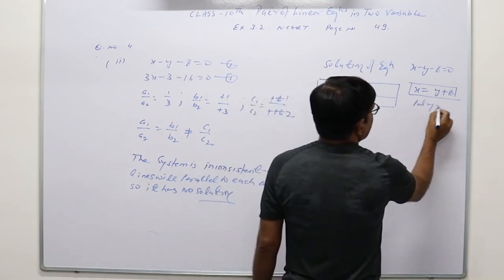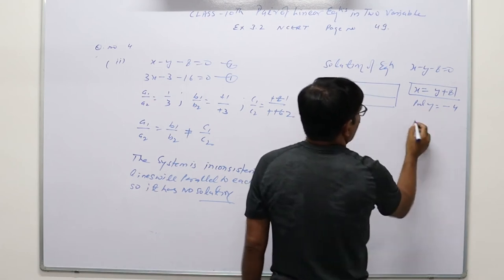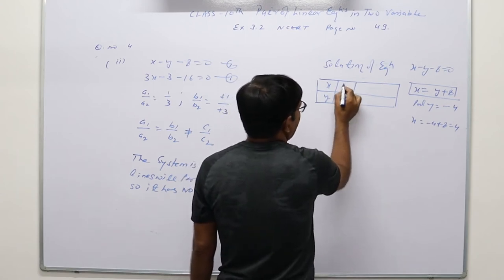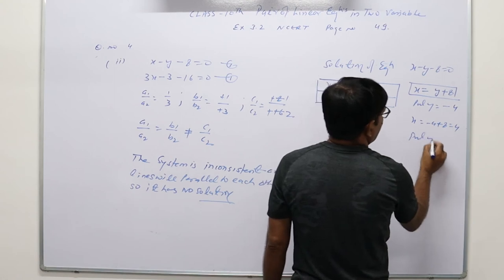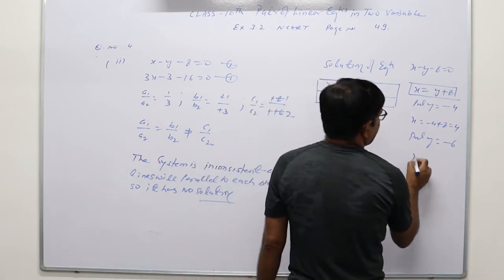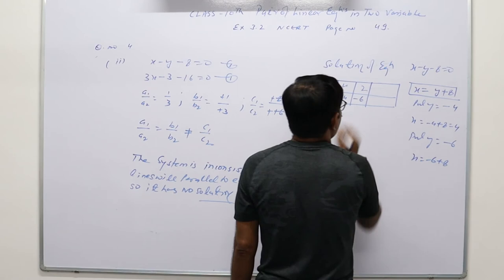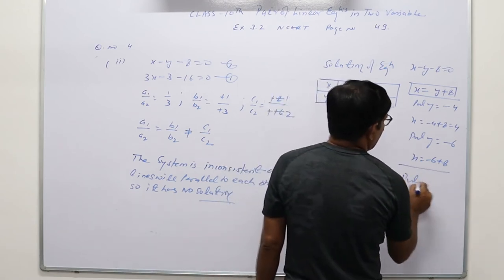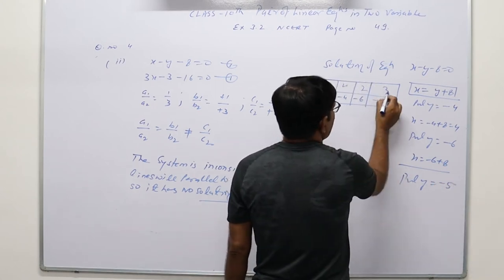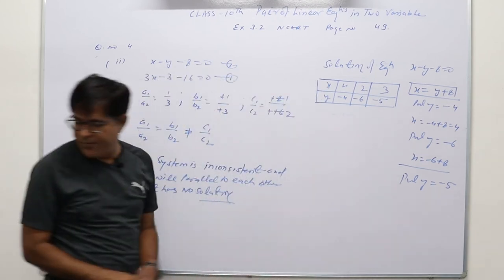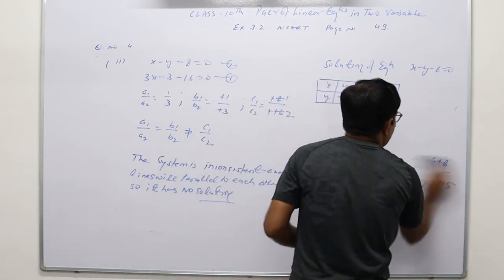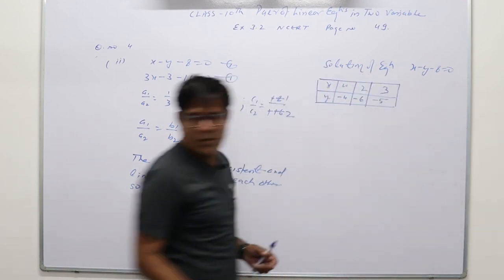Put y equal to minus 4, then x will be minus 4 plus 8, that is 4. Put y equal to minus 6, then x will be minus 6 plus 8, that is 2. And if we put y equal to minus 5, then x will be 3. So this is the solution set for the first equation. You can solve this orally also, because the solution set should be correct.